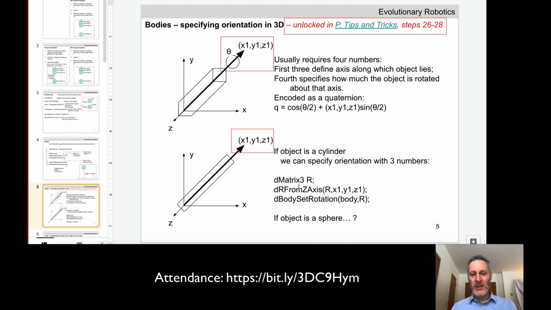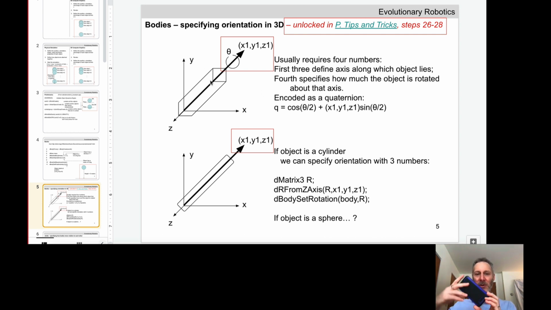In ODE, the way you would do this is to work not with a rectangular solid, but with a cylinder, because once you have a cylinder along a long axis, it obviously doesn't matter what the rotation of that object is about that long axis. It's always going to look exactly the same. So we can get rid of the theta and reduce our definition of how something is oriented in three-dimensional space to just 3 numbers, if we're willing to restrict ourselves to working with cylinders or something that is rotationally symmetric about the axis along which we want to place our object.